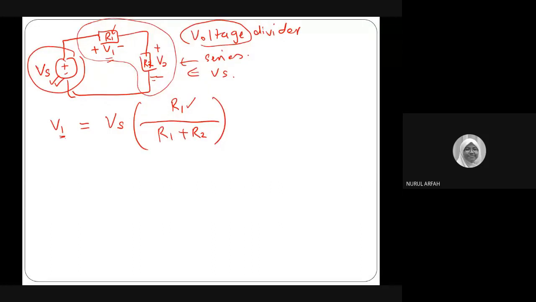Okay. And then V2. What is V2? Anyone can tell me? You need a voltage source. Okay. And then what should you do? The voltage drops across what element? R2. R2. And then divide by the summation of all the series resistance, right? Yes.